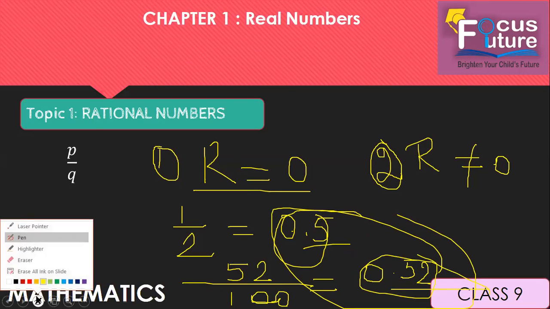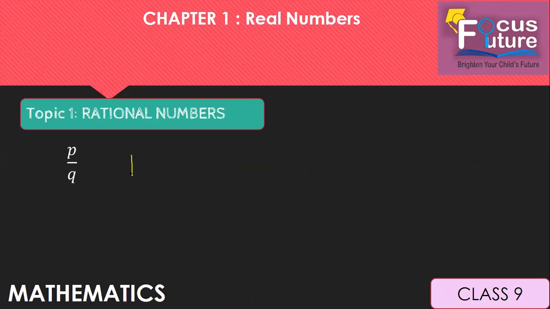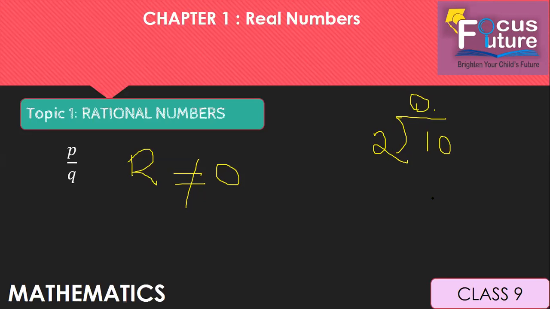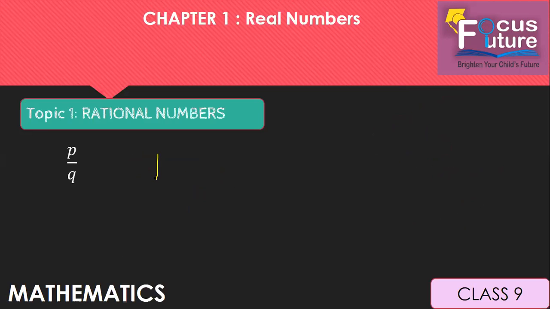Now let us understand our second case, when the remainder is not equal to 0. In the previous case, when I am dividing 1 by 2, 1 is less than 2, so I place a decimal and 0. 2 5s are 10. I don't have any remainder left. So that is when the remainder is 0. Another case we would be discussing is when the remainder is not equal to 0.